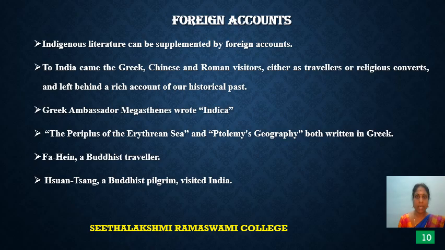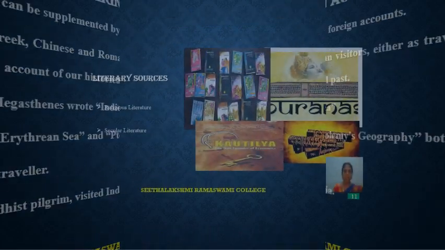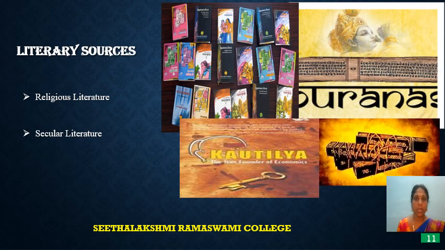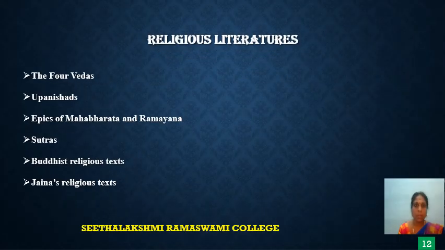Moving to the topic, literary sources. The literary sources consist of religious literature and secular literature. Let me discuss literature, first the religious part. The religious literature throws light on the social, economic, as well as cultural condition of the ancient Indian period.